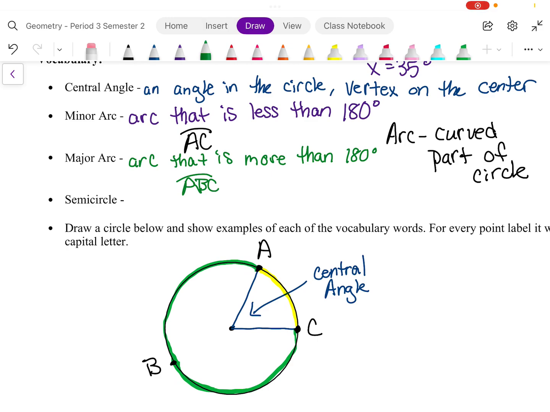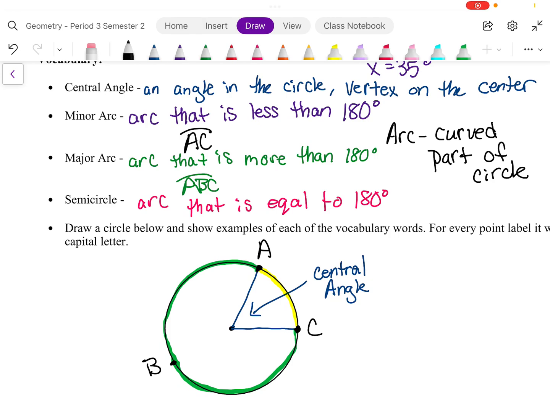And then lastly, we have a semicircle. Oh, it's already written, sorry. And a semicircle is an arc that is equal to 180 degrees. So basically it's equal to an arc that's half of the circle.